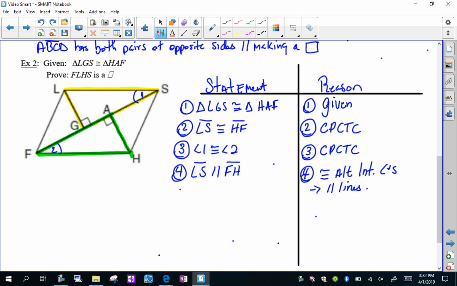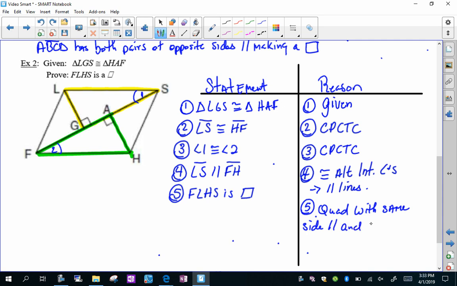And the last one, I can say FLHS is a parallelogram. And the reason? Quadrilateral with the same side parallel and congruent is a parallelogram.